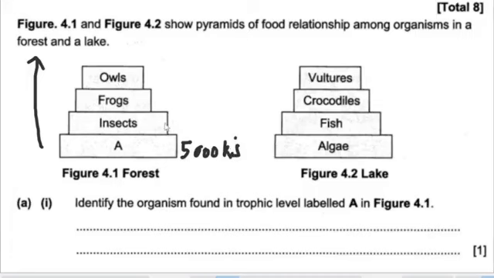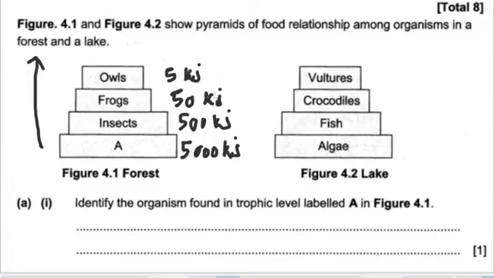When we move on to the next level, I've got insects, only 10% of it is going to be passed on. So here we are going to have 500 kilojoules of what? Energy. If we go to the next level, again, only 10% will be passed on to the next level, where we are going to have 50 kilojoules of energy. Then we can come to the last level, where we are going to only have 5 kilojoules of what?